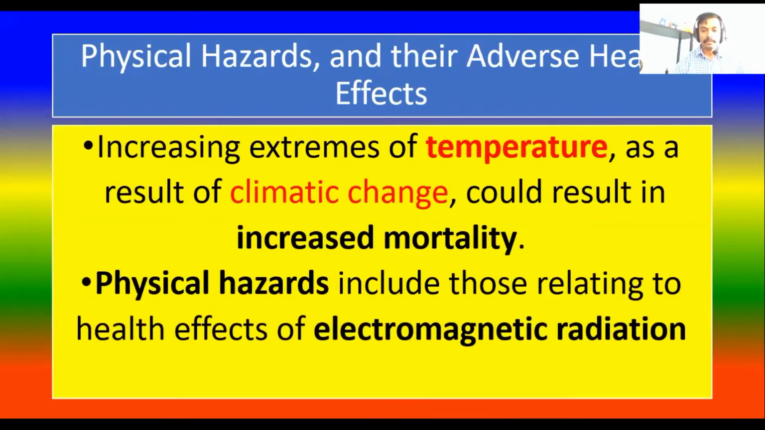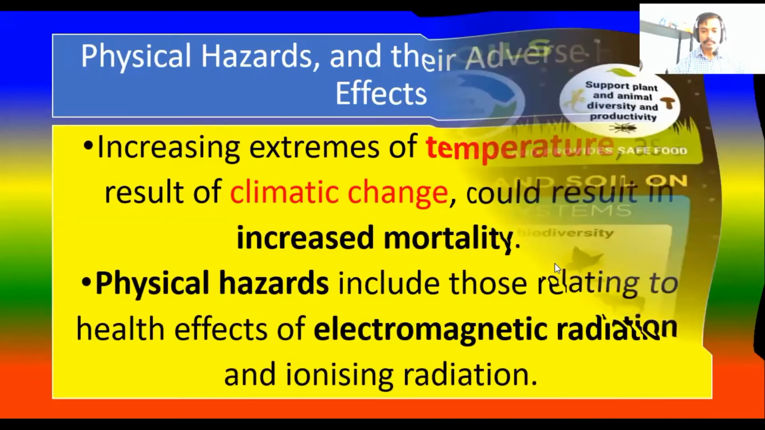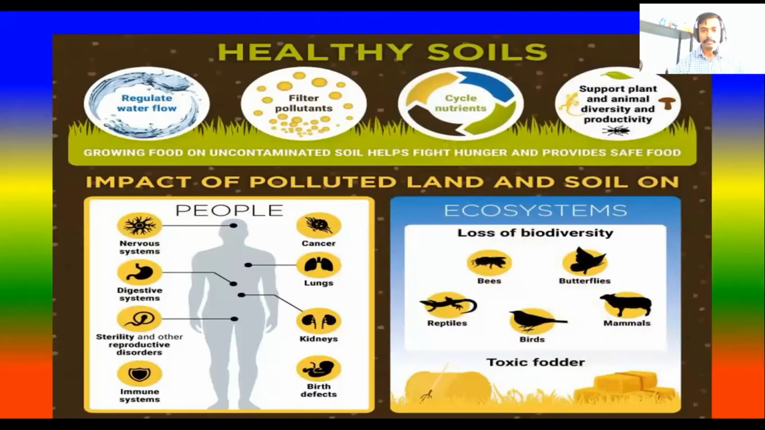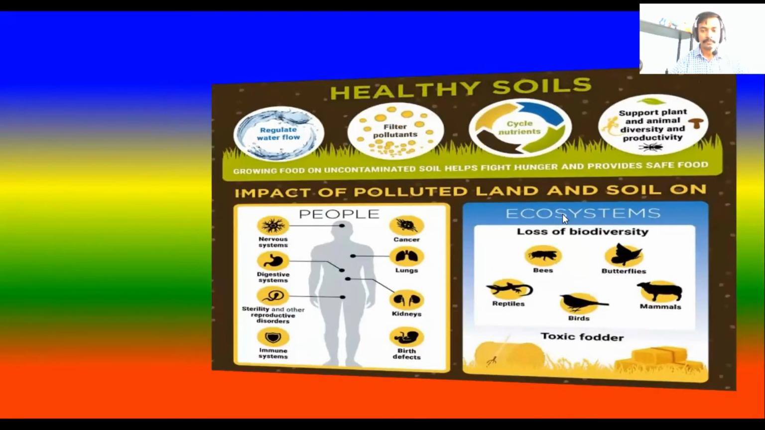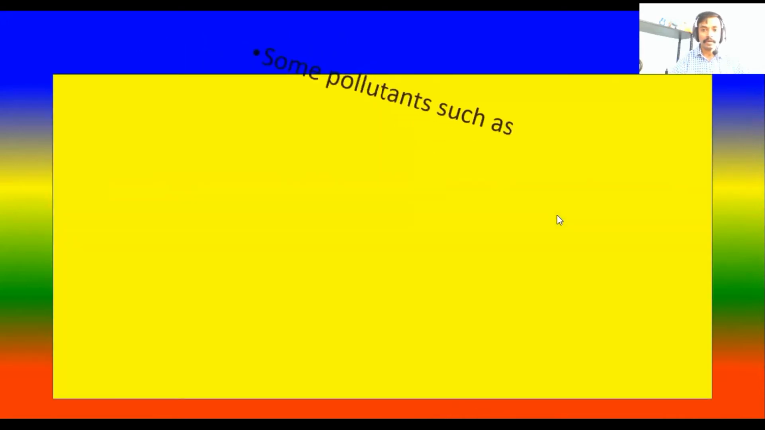Then physical hazards: electromagnetic radiation, ionizing radiation. Then soil is also affected by these hazards and toxic substances, mainly chemical fertilizers that damage the healthy soil, as well as chemical pesticides that damage the air.